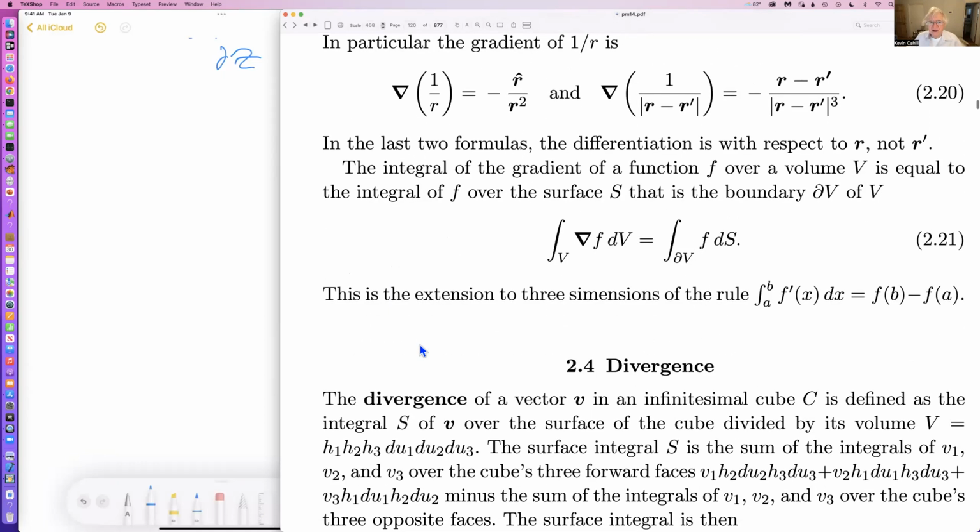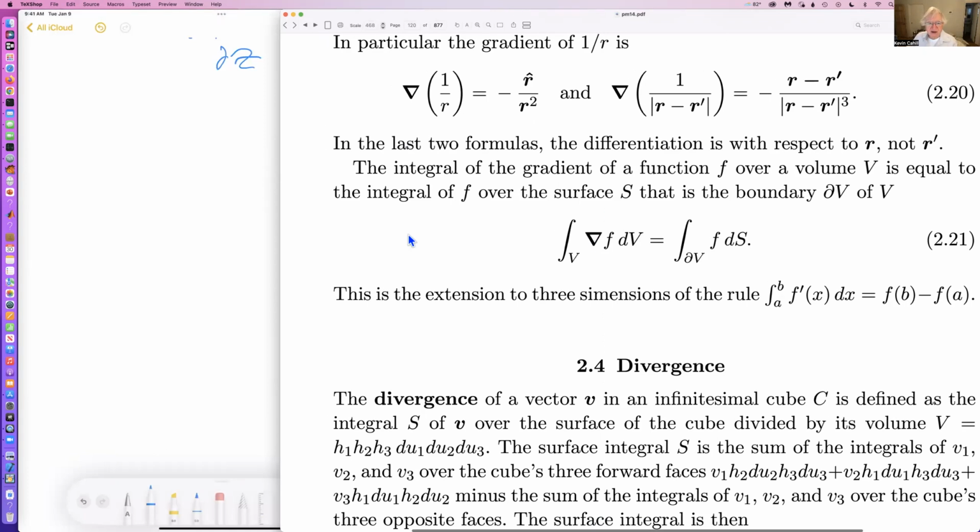And one special case of the gradient that we'll come back to is the gradient of 1 over r, and it's minus r hat over r squared. That's something that you undoubtedly have done many times when taking electrodynamics, and electrostatics is very much the consequence of these equations.